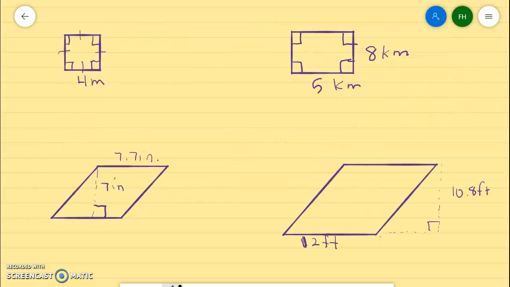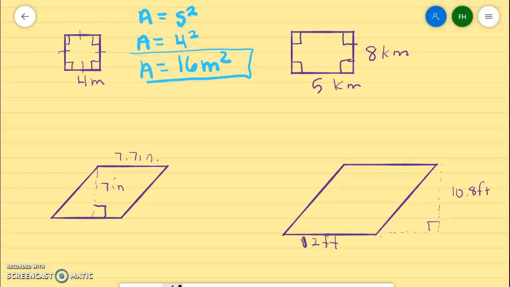Okay, for the area of a square, it's just side times side, which means side squared. So you don't use all 4 sides when you're finding the area. Don't get it confused with perimeter. So side times side. So 4 times 4, or 4 squared. So your area would be 16 square meters.